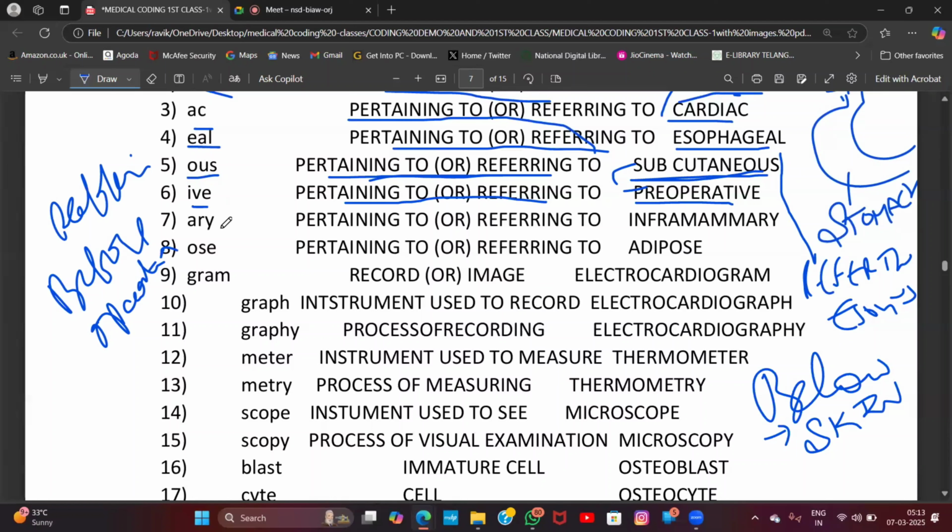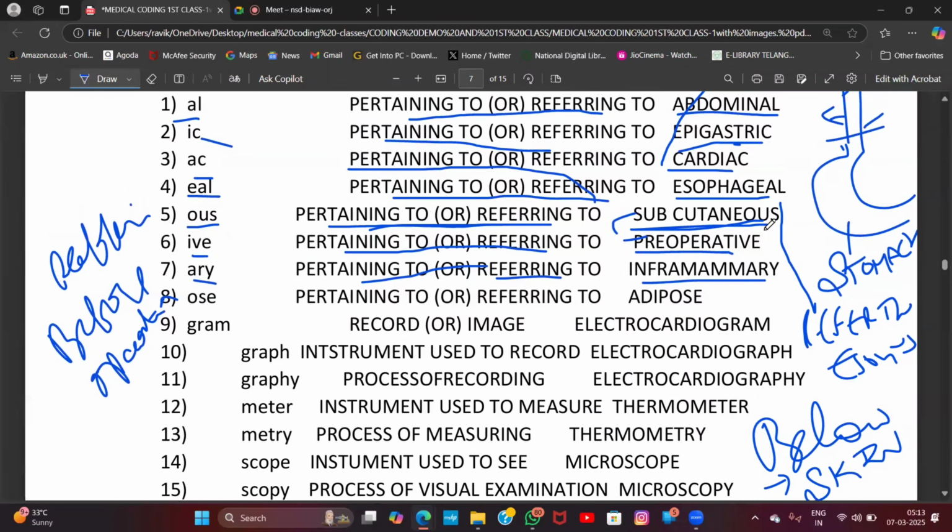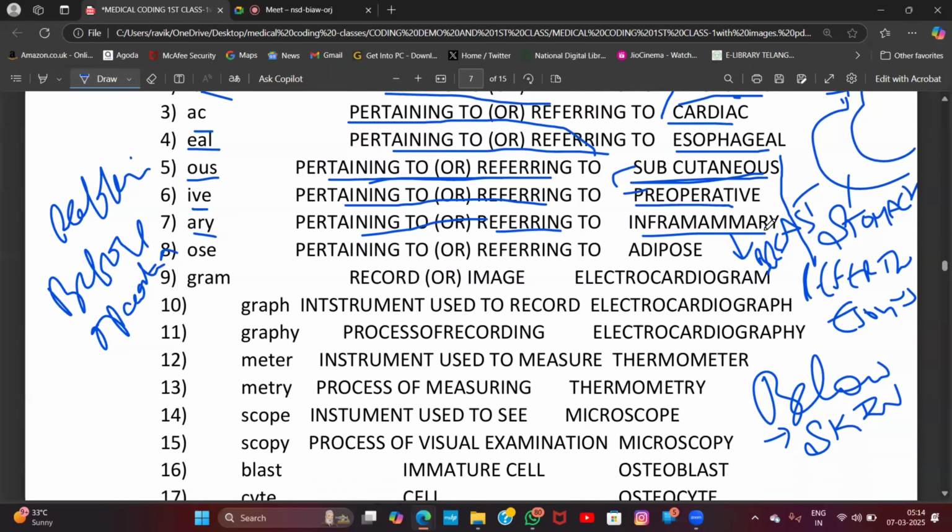The next one, -ary. -Ary is nothing but pertaining to or referring to. Inframammary. Infra means below, mammary means breast. Referring to below the breast is called inframammary.